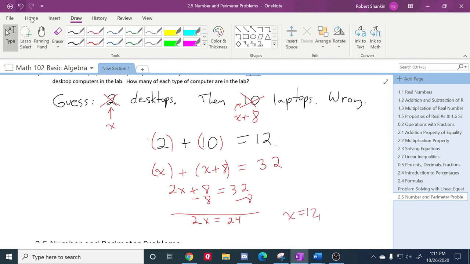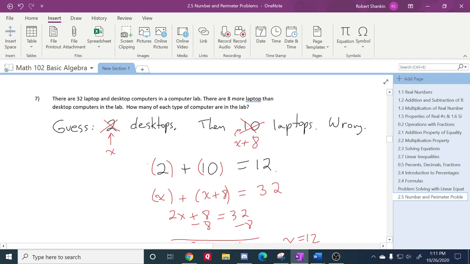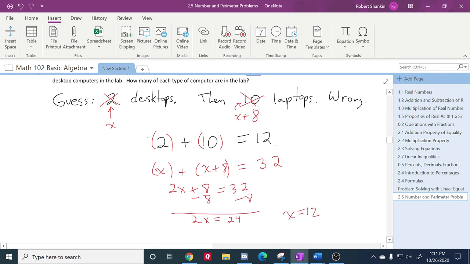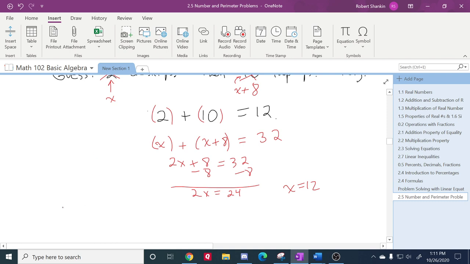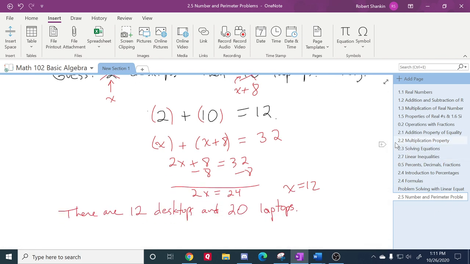And now, what was the x representing? Well, it was the number of desktops. So there's 12 desktops. And how many laptops? Well, 8 more. 8 more than 12 is 20 laptops. And does it check? When you add them together, do you get 32 total? Yes, it does. That's my answer.